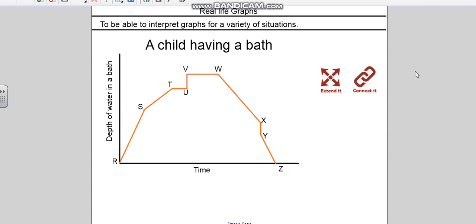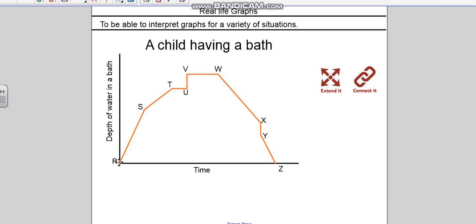Good morning, Year 8. So we're going to continue looking at graphs, but we're looking at real-life graphs this time. So what we've got here is a picture of a graph that shows us the depth of water in a bath and time. So as time continues, what happens to the depth of water?